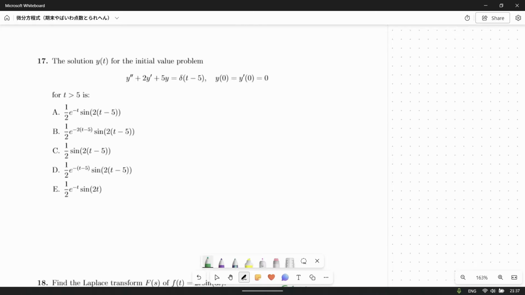Okay, so in this question we're dealing with another initial value problem, but this time I'm going to solve this initial value problem using Laplace transforms.